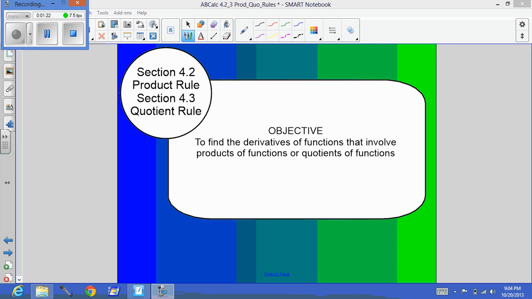All right, here we go. Section 4.2, product rule. Section 4.3, quotient rule. You already knew that. We're going to spend a couple of days on this, making sure that we've got it all down. We want to find the derivatives of functions that involve products of functions or quotients of functions. Our whole goal is to get where we can do products and quotients really well.